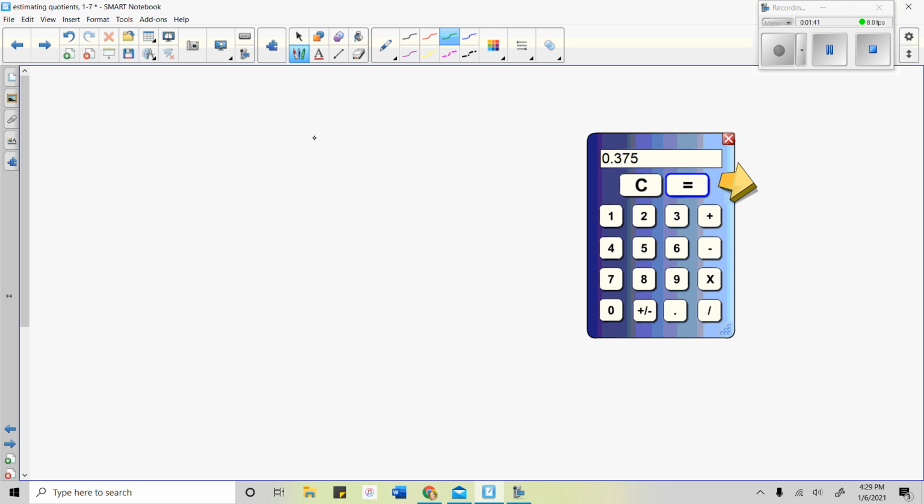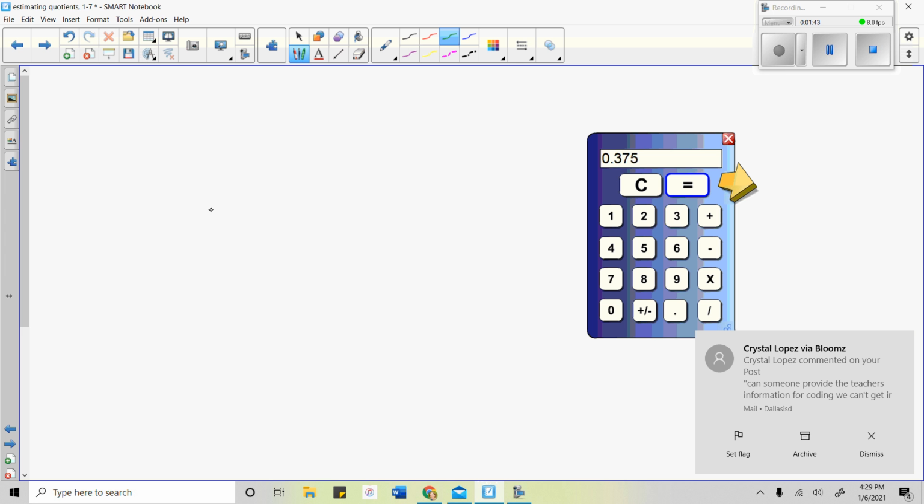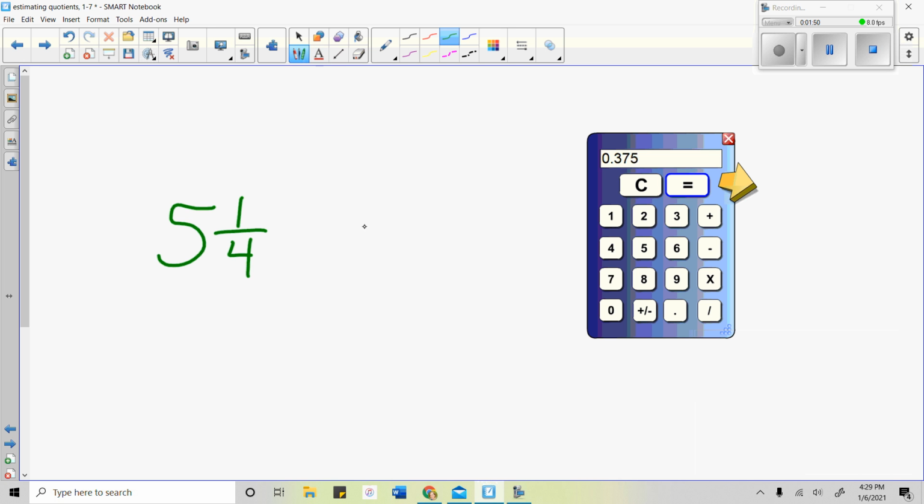So let's say I had something like 5 and 1/4. The 5 is going to come in front of the decimal. So it's going to be 5 decimal, and then the 1/4 is what I'm going to put in the calculator to turn into a decimal. So I do 1 divided by 4 equals. And so that 0.25 after the decimal, I'm going to put 0.25.